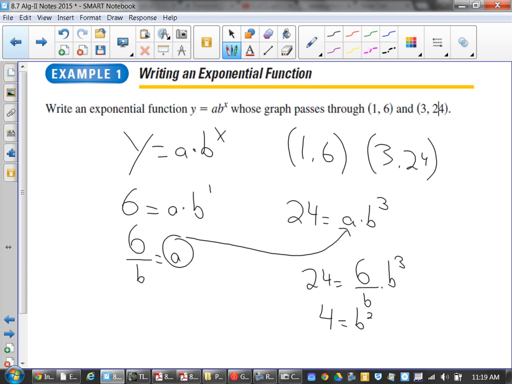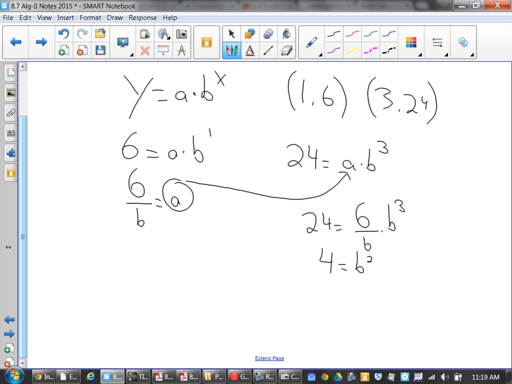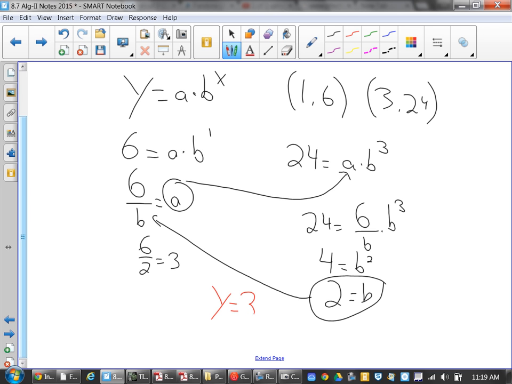So what's our answer? Like I said, your b value is always positive, so b is 2. What's a? 3. So then your final answer would be y equals 3 times 2 to the x. And no, you cannot combine them, because 2 to the x is the b value. Correct. And you're done. And that's what you do.